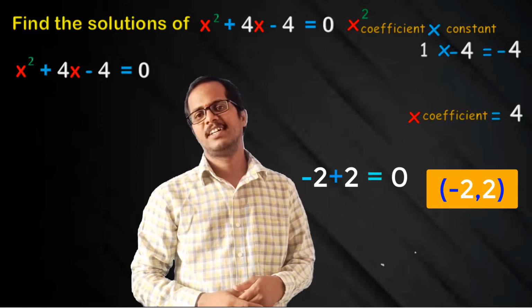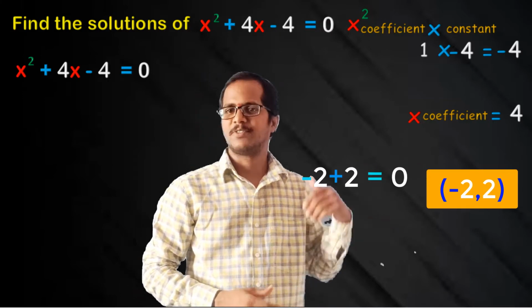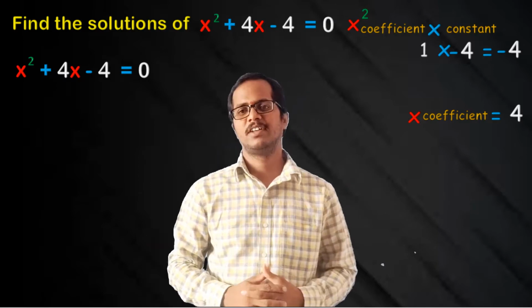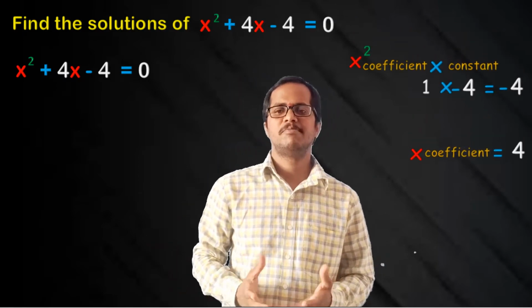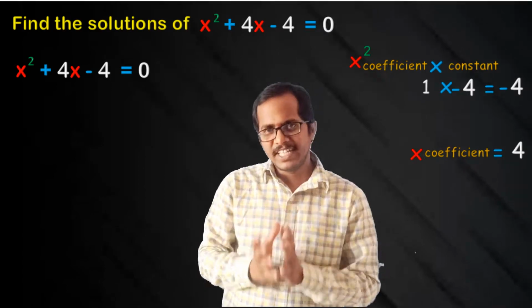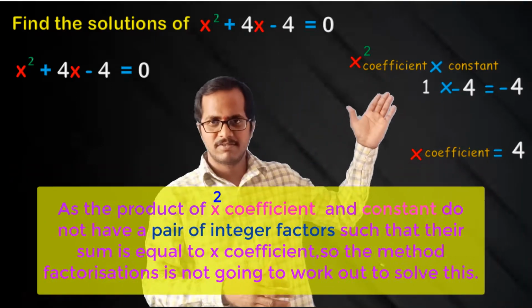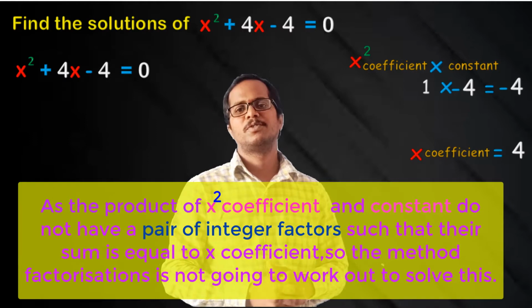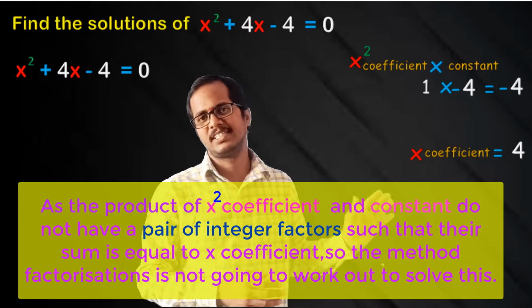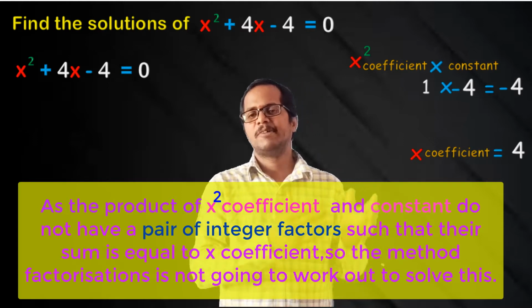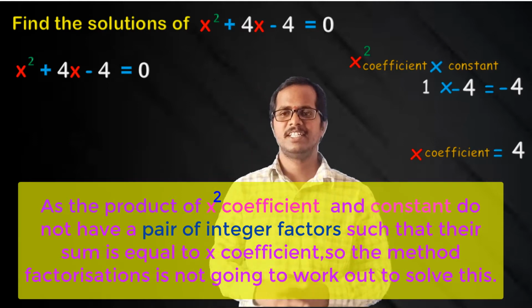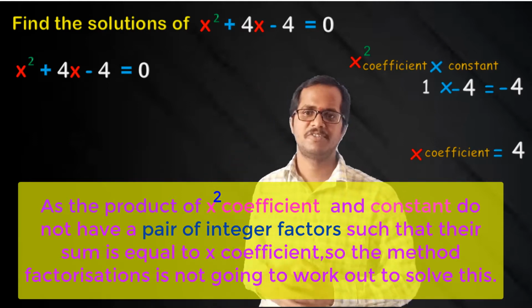Hence this pair is also not considered in this situation. So that means we are unable to get a pair of integer factors for the product of minus 4 such that the sum of those two factors is equal to 4. Therefore we can say that the method of factorization is not going to help us in this situation.